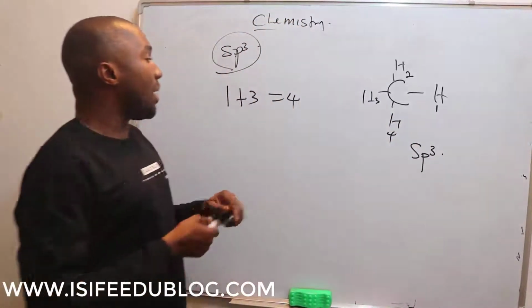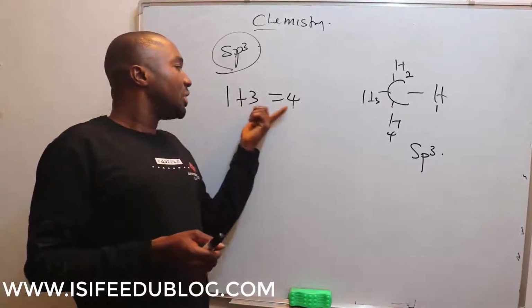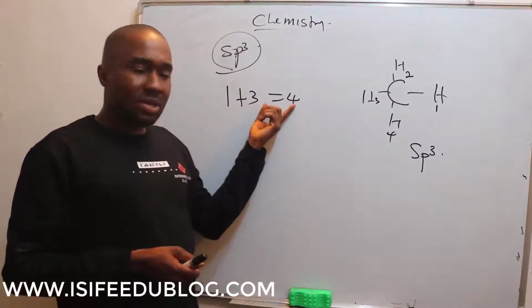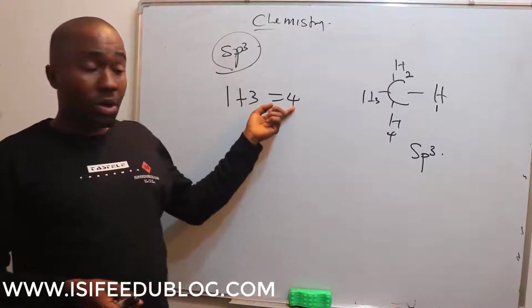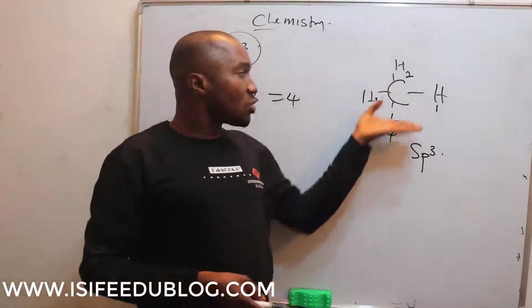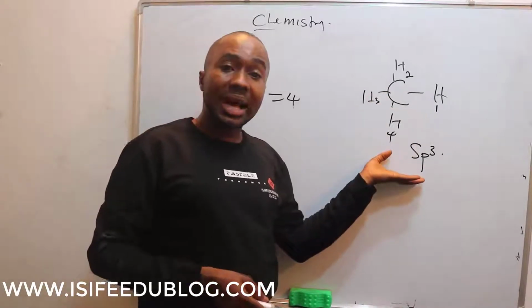Because when we talk about SP3, we mean the thing must have 4 attachments. That is 1s and 3p. 1 plus 3 will give you 4. So the type of hybridization this compound is undergoing is SP3.